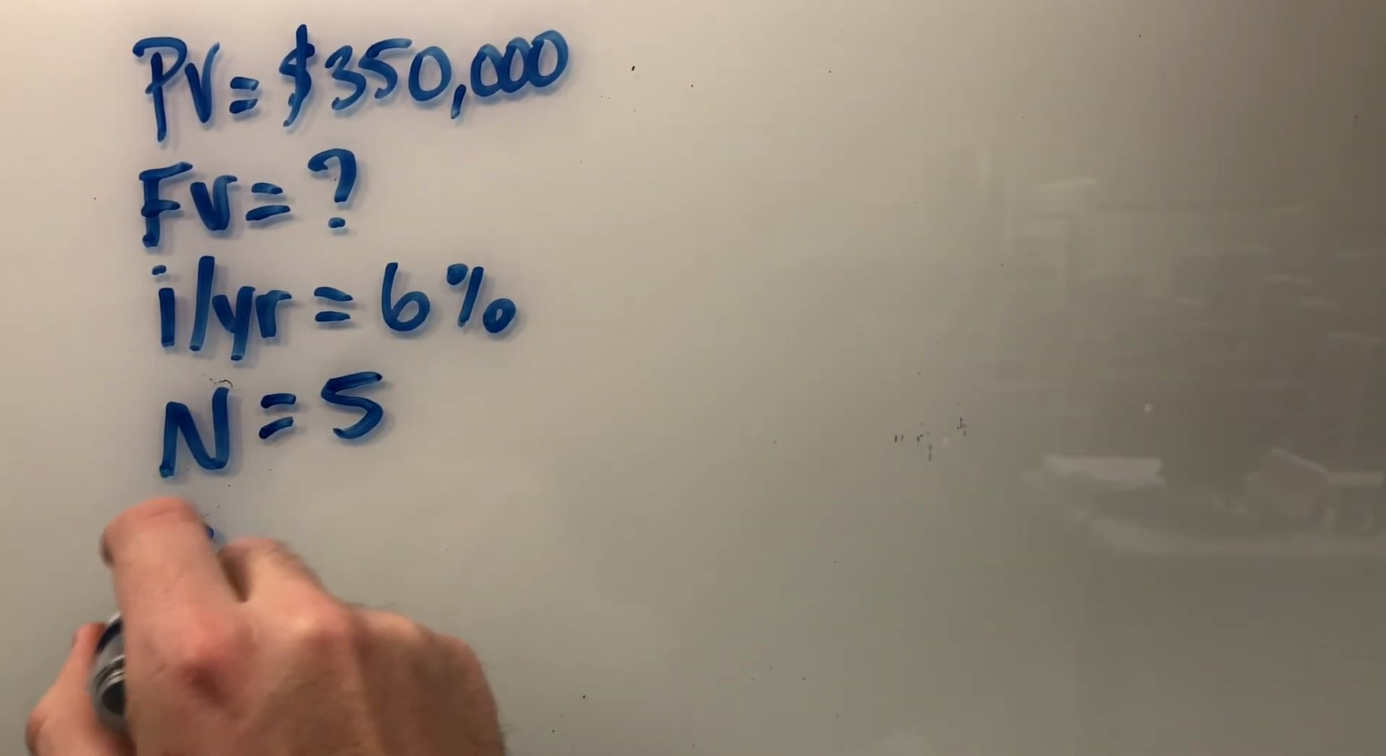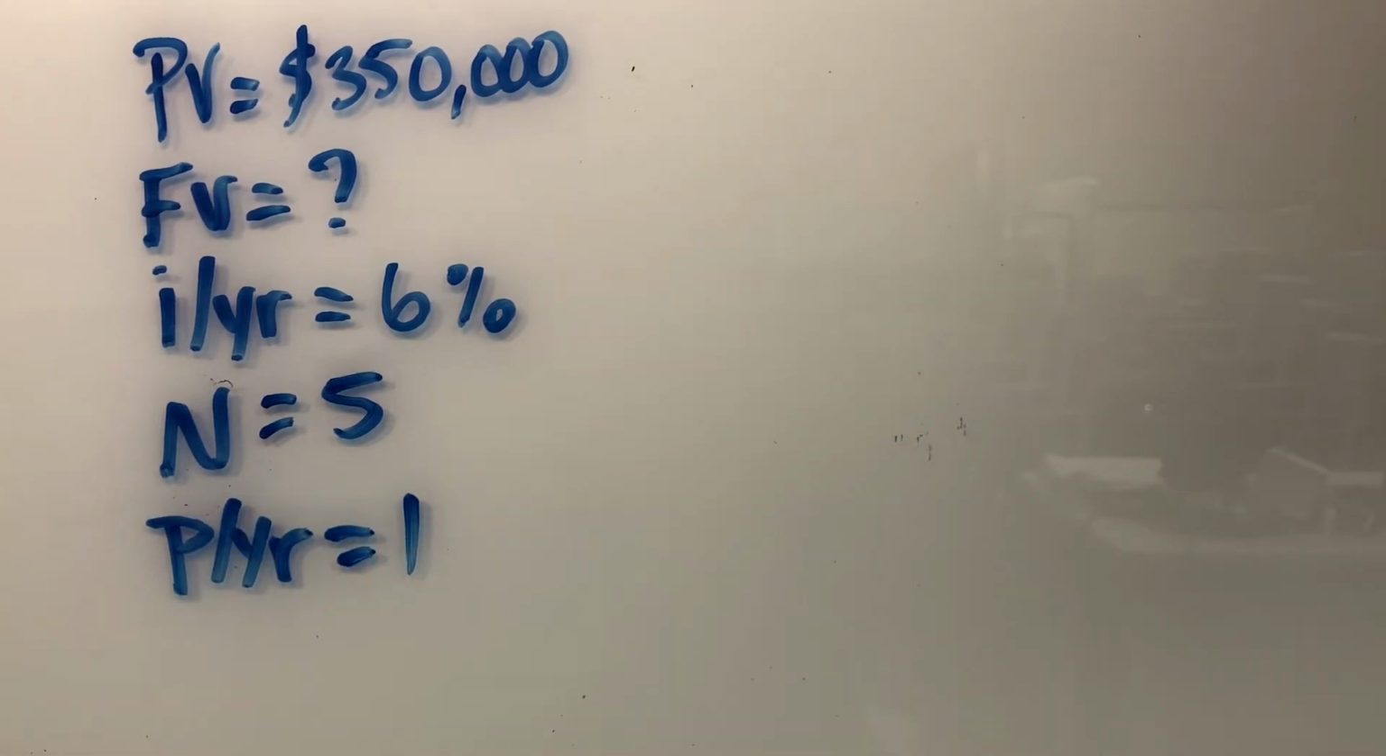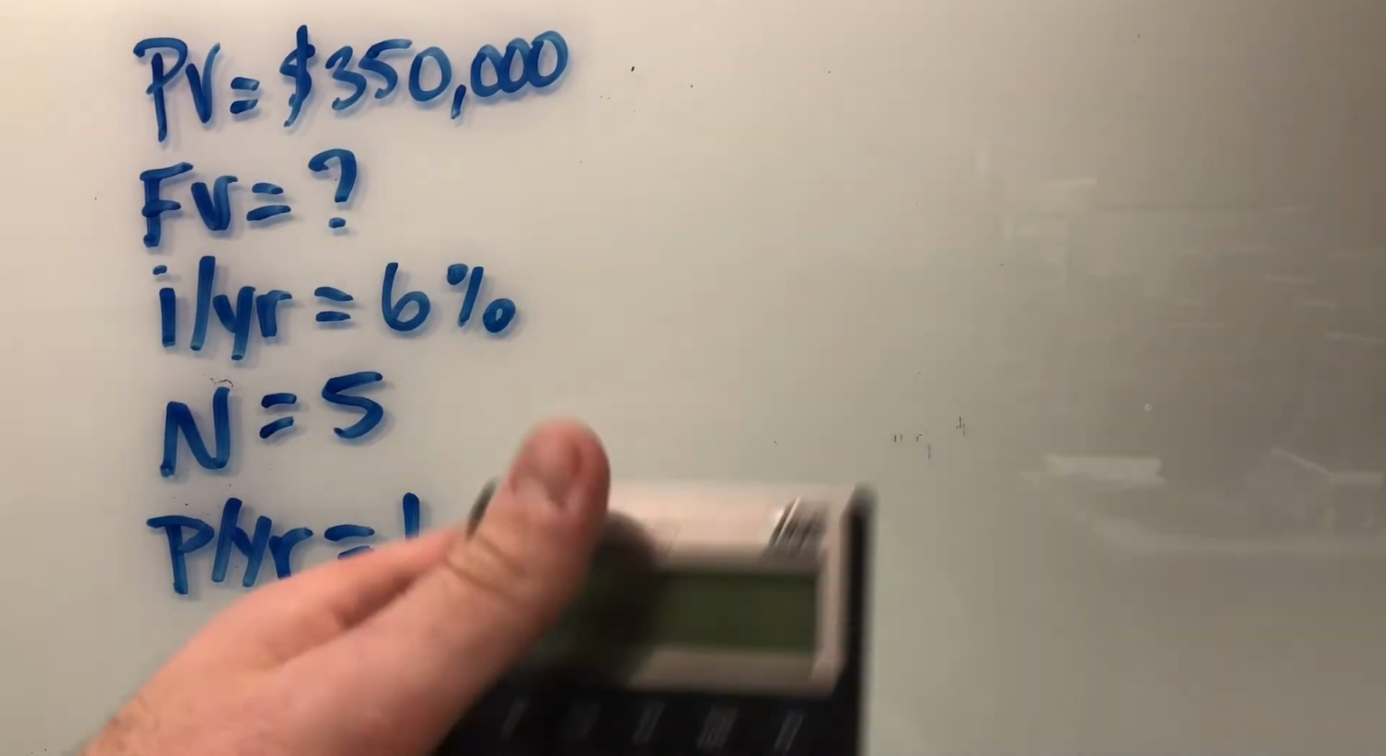Our periods per year is going to be just once. It's only going to increase 6% every year, and we think it's going to continue to do that for the next 5 years. So what is our future value? Well, we don't have any payments in this scenario, so we're going to disregard payments because they won't affect interest rates. So let's go ahead and plug this into our calculator.